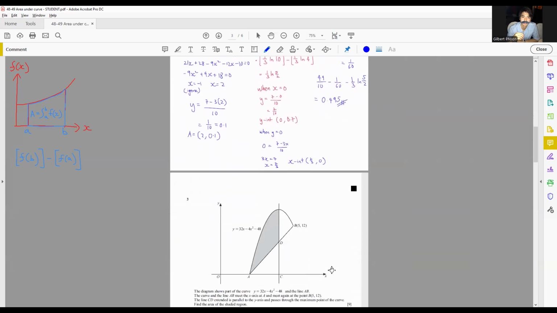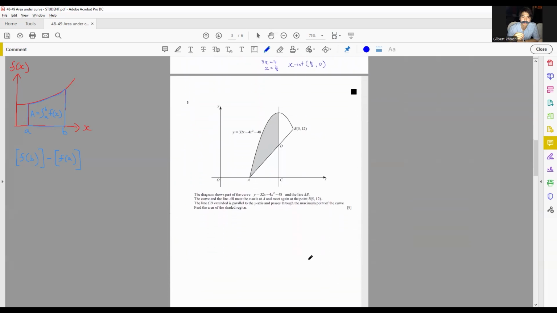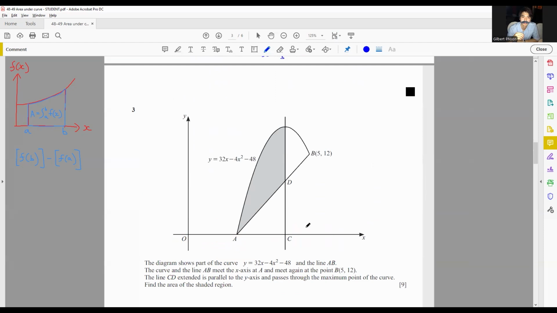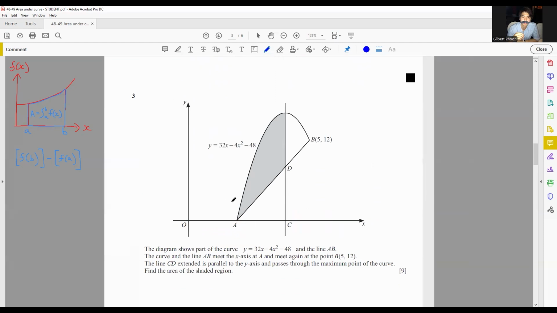All right, let's look at the next question over here. Similarly, like a previous one, you're going to need to find the area of the shaded region and you're going to minus off the area of the triangle here. Okay.